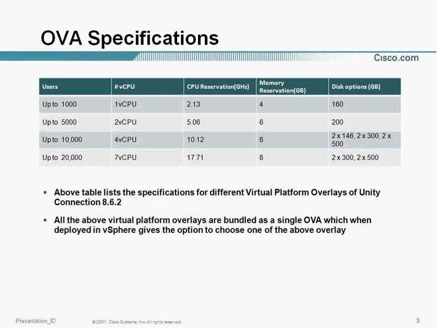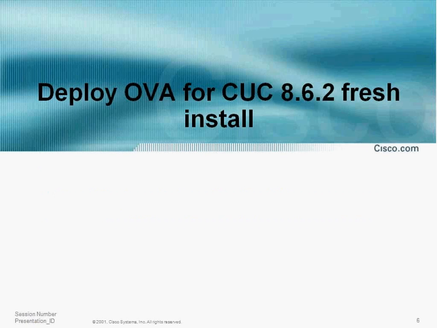You can have 2 hard disks of 146 GB each, or 300 GB each, or 500 GB each. And for the 20,000 user OVA, we have 7 vCPUs, CPU reservation is 17.71 GHz, 8 GB of memory, and it comes with 2 disk options. You can have 2 disks of either 300 GB or 500 GB each. All these virtual platform overlays are bundled as a single OVA, which when deployed in vSphere gives you the option to choose from one of the above overlays. Moving to the next slide.